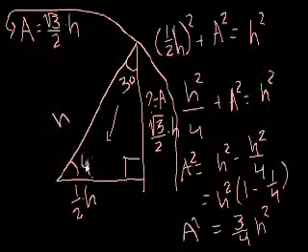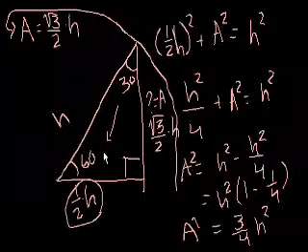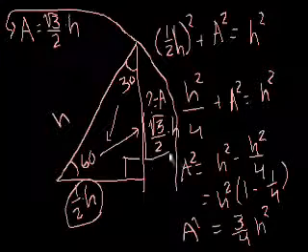So this is a 60-degree side. So if we know the hypotenuse, and we know this is a 30, 60, 90 triangle, we know the side opposite the 30-degree side is 1/2 the hypotenuse. And we know the side opposite the 60-degree side is the square root of 3 over 2 times the hypotenuse.